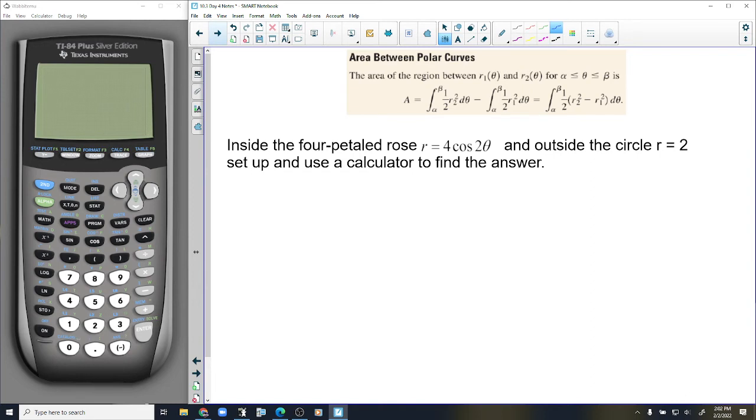Inside the 4-petaled rose and outside the circle. Set up, and I'm not even going to find the value. We're good. Can you graph that? Graph the rose. And if you've got to make a chart, go ahead. I certainly wouldn't make the whole chart. That's not necessary. Maybe you don't need the chart at all. I'll draw a little bit of it.